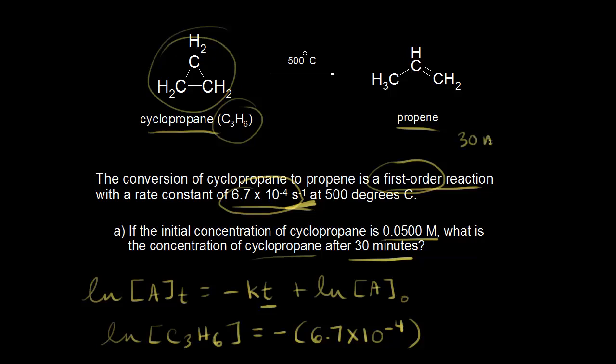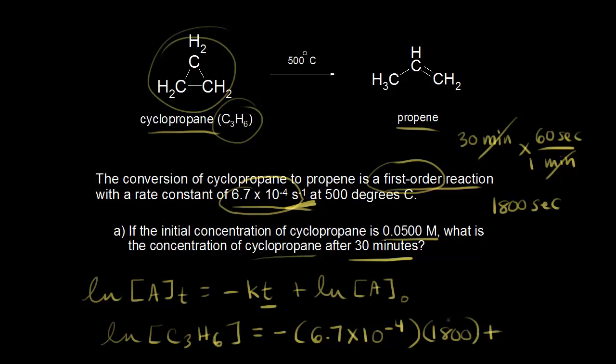So 30 minutes, right? There are 60 seconds in 1 minute. So if we multiply those two, minutes cancels out, and 30 times 60 gives me 1800 seconds. So I put 1800 seconds in here, plus the natural log of the initial concentration of cyclopropane. The initial concentration is 0.05, so this is the natural log of 0.05.